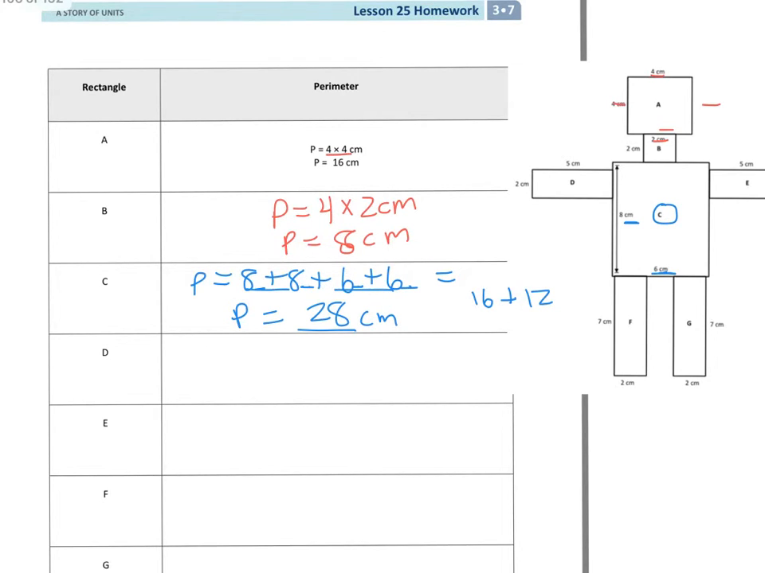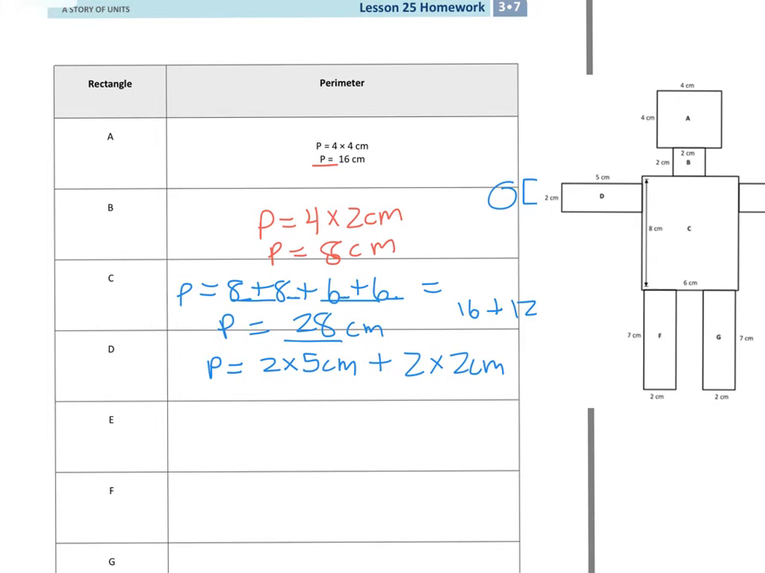Let's look at D, which is right here. 5 and 2. So I'm going to do this one with multiplication. There's 2 groups of 5, because there's a 5 there and a 5 there. And there's 2 2's. And this time I got my dimensions in. So when I go to multiply this, 2 times 5 is 10 centimeters, plus 2 times 2 is 4 centimeters, so I'm going to get 14 centimeters.